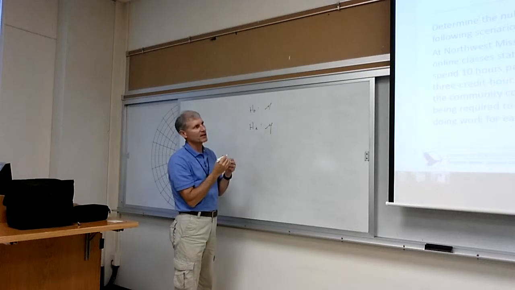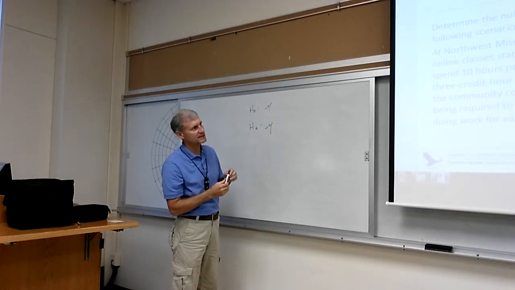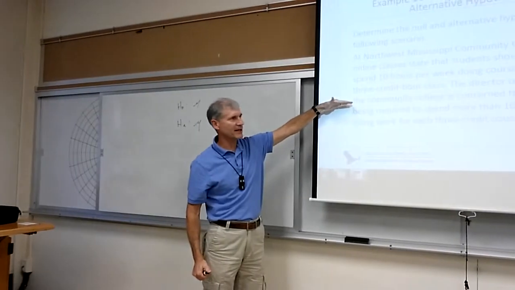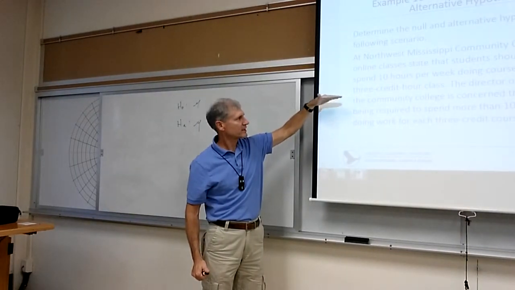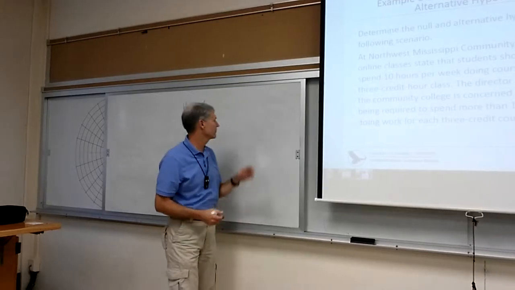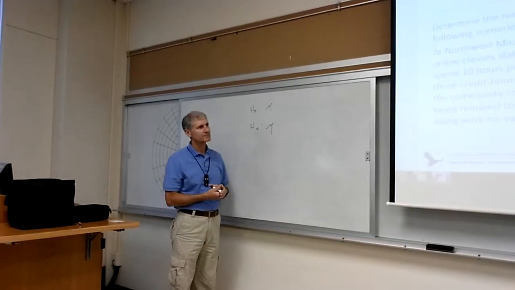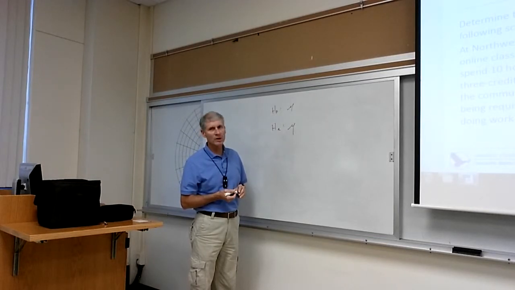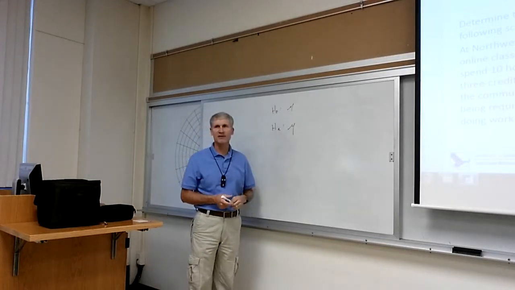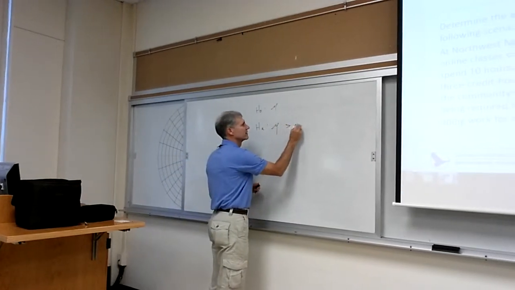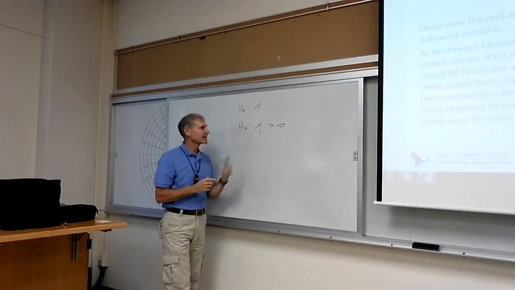Now we write out the claim that they want us to test. It's the director of e-learning that's making the claim. So what does the director of e-learning believe about mu? Greater than. That they spend more than 10. How do I write that as a mathematical expression? Greater than 10. Okay, so I got that down.